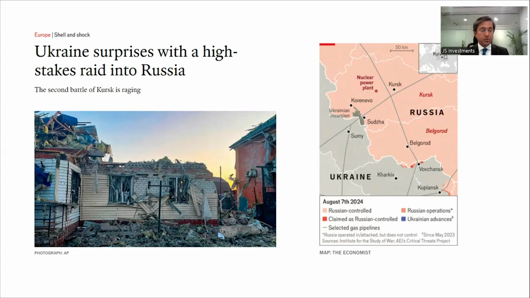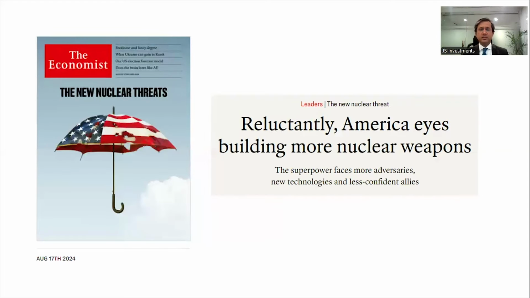Since the start of this operation on the morning of August 6th, Russia has lost control of at least 350 square kilometers of its territory, and scores of its soldiers have been killed or captured. So this is sort of really escalating at the moment. This was just a recent cover story on The Economist, published on August 17th.